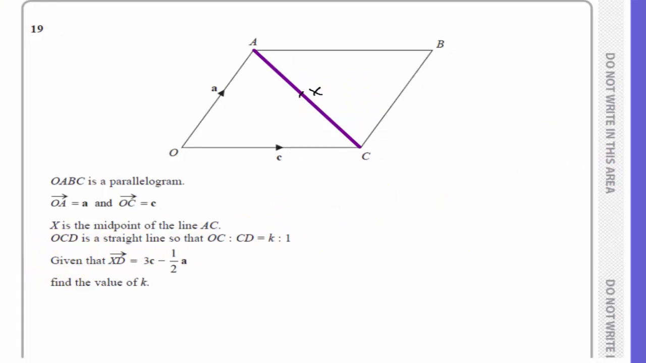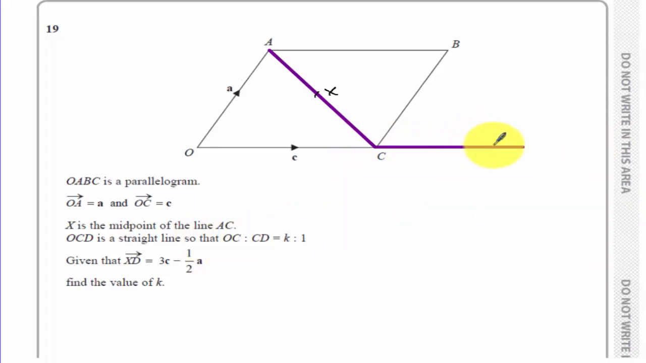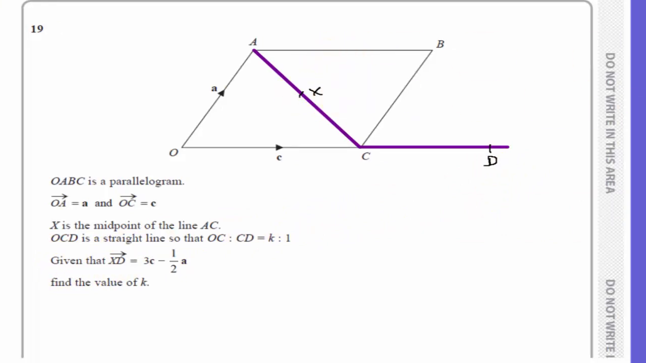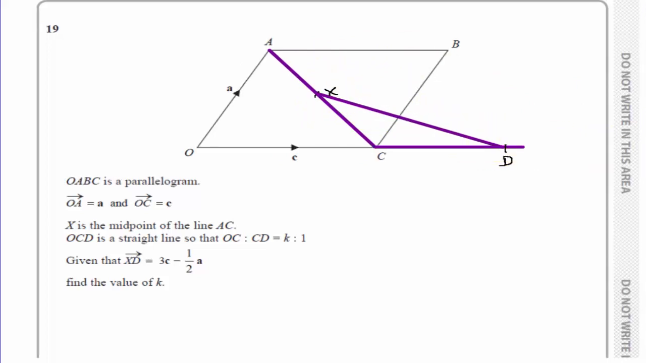OCD is a straight line. There it is. So OC to CD is K to 1. I don't know how long this line is, but I'll just put D there as an estimate. Given that X to D, so let's draw this one in, X to D, and it's going to be in this direction, is 3C minus a half A. Find the value of K.